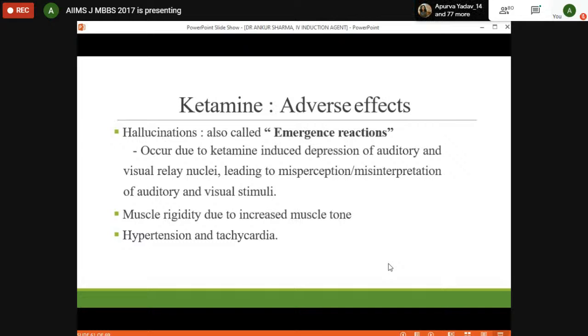It can increase the tone of muscles in the body. It can cause muscle rigidity. It can cause hypertension and increase all types of pressures, like intracranial pressure, intragastric pressure, intraocular pressure, and cause tachycardia.